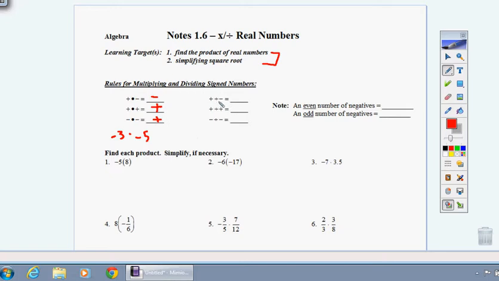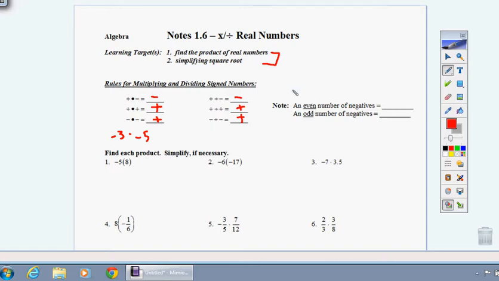A positive divided by a negative works the same way. Anytime you have one negative, one positive, it's going to be negative. Two positives divided by each other, or a positive divided by a positive, is going to be positive, and a negative divided by a negative is also going to be positive.